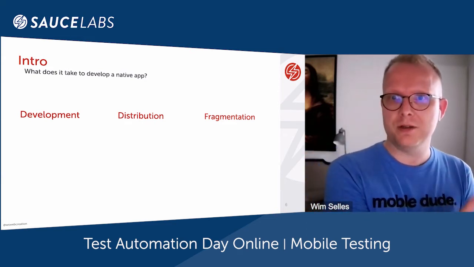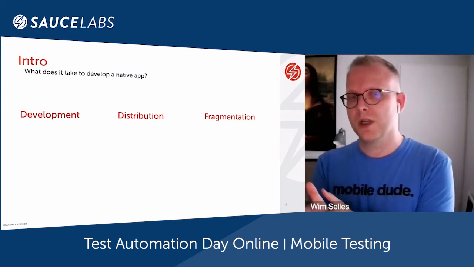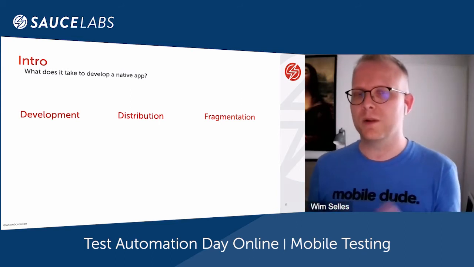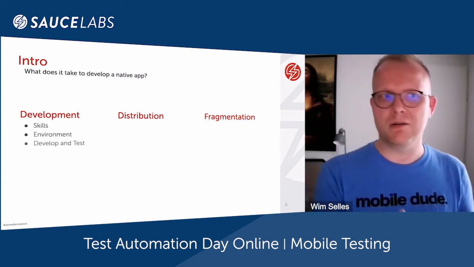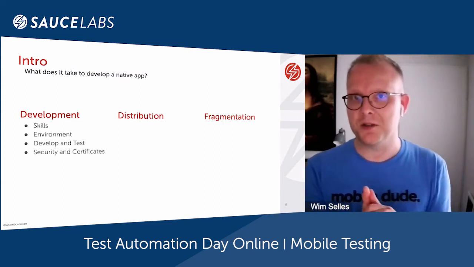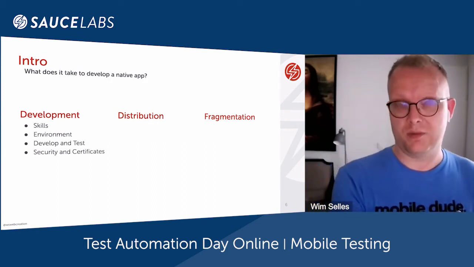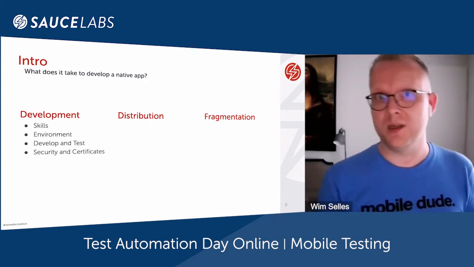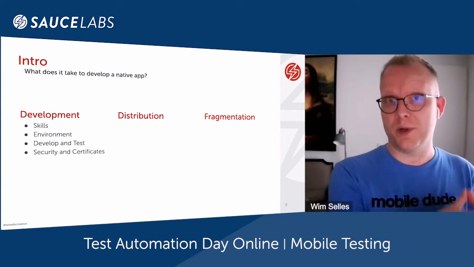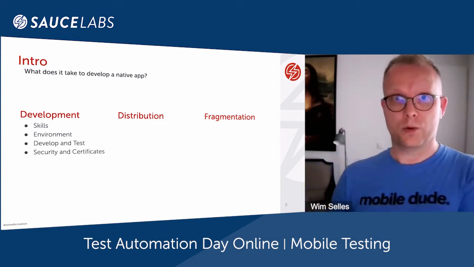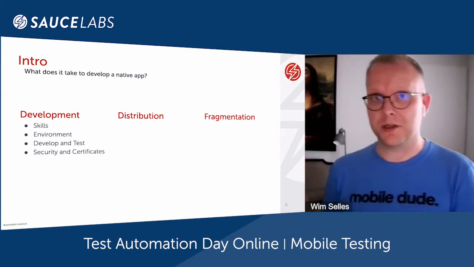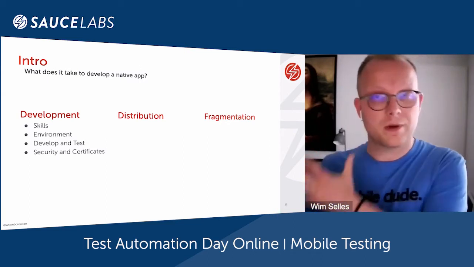Development of your application, distributing your application, and also fragmentation of mobile devices. So let's first take a look at the first one. If we're thinking about developing a native application, yeah, then we need to have the skills. We need to have people in our teams or in our company that can develop an iOS application with native iOS SDKs, or who can develop an Android application with Java or with Kotlin.